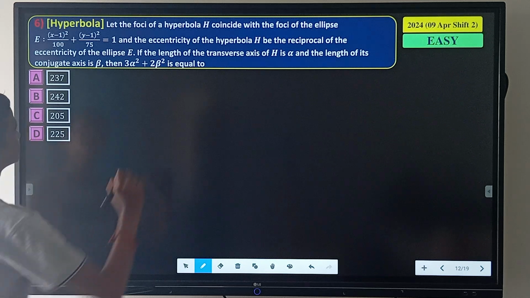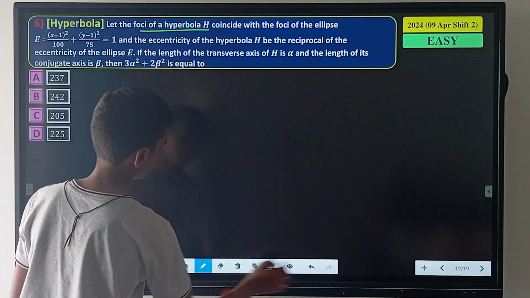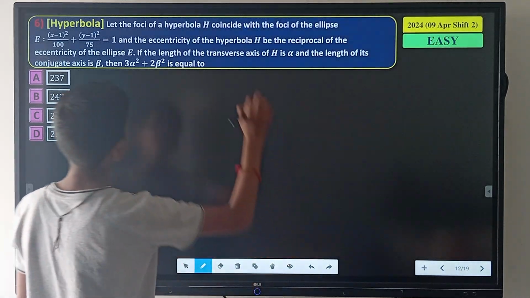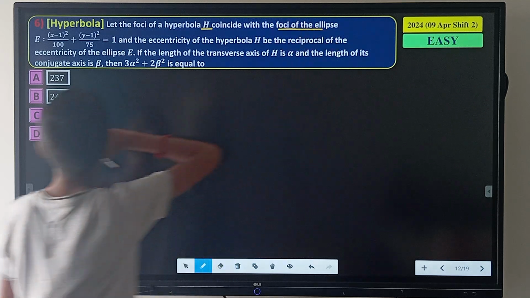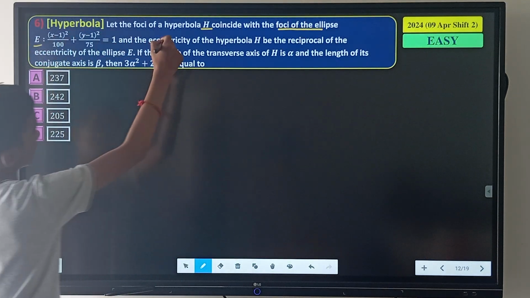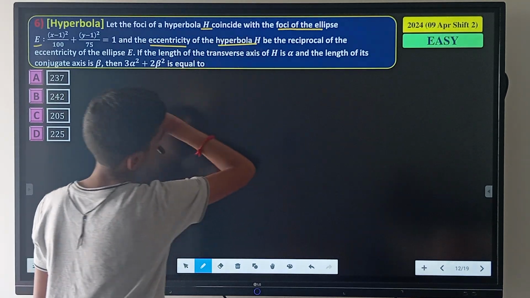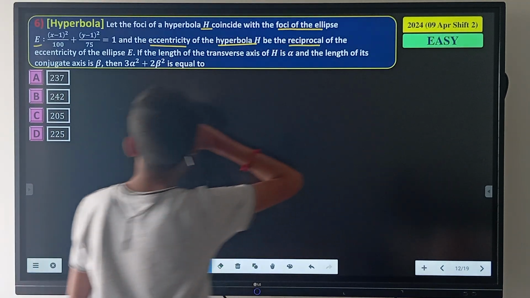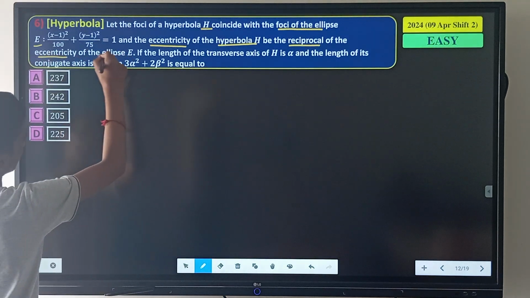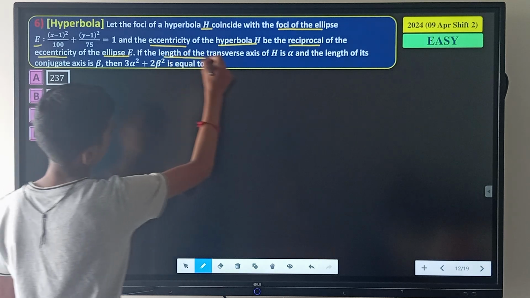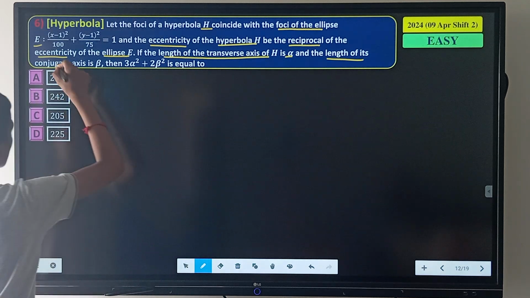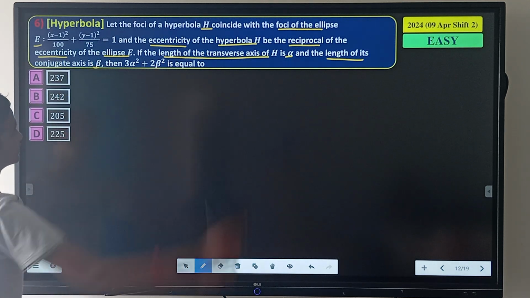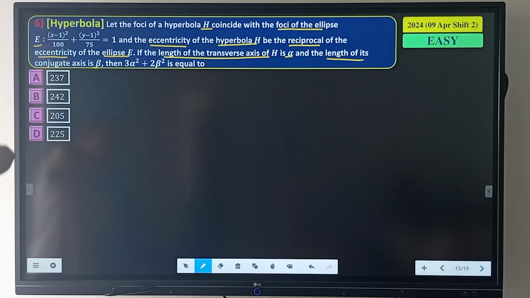Now this question says, let the foci of a hyperbola coincide with the foci of this ellipse E, and the eccentricity of the hyperbola H be the reciprocal of the eccentricity of the ellipse E. If the length of transverse axis of H is alpha and length of its conjugate axis is beta, then we have to find the value of this expression. So first here I will draw the graph.